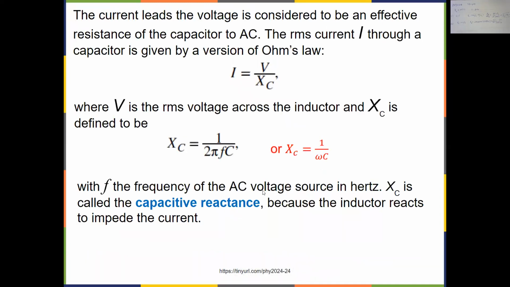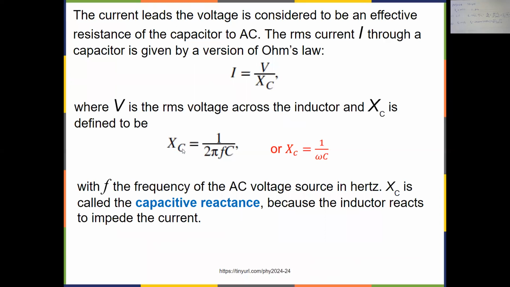Similarly, we can say there's a reaction of the capacitor to the AC power source. So I is equal to V over XC, similar to Ohm's law. In this case, because it's not really a resistance, we call it the capacitive reactance. The name capacitive comes from the capacitor being in the circuit here. So I equals V over XC. You can see that XC is equal to 1 over 2 pi F times C, where C is the capacitance of the capacitor and F is again the frequency of the power source.